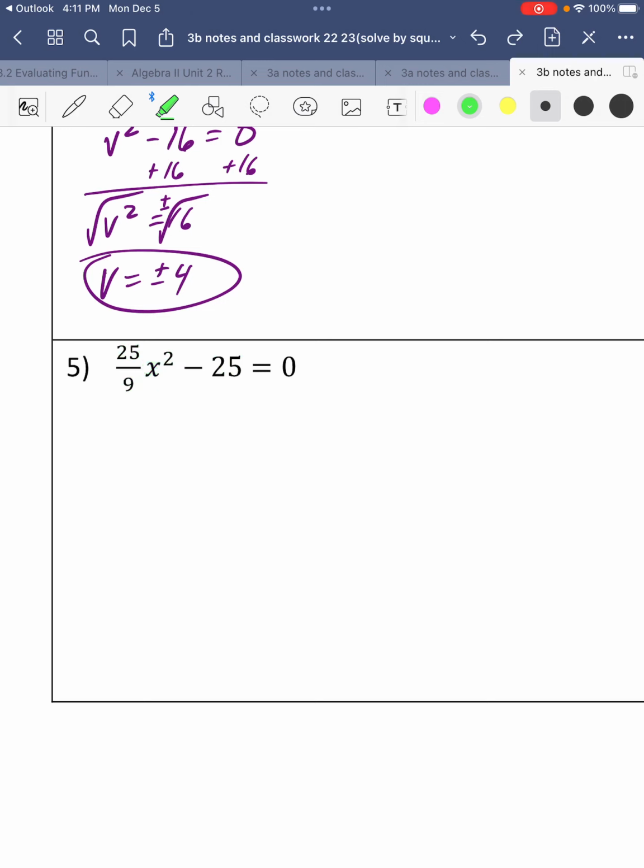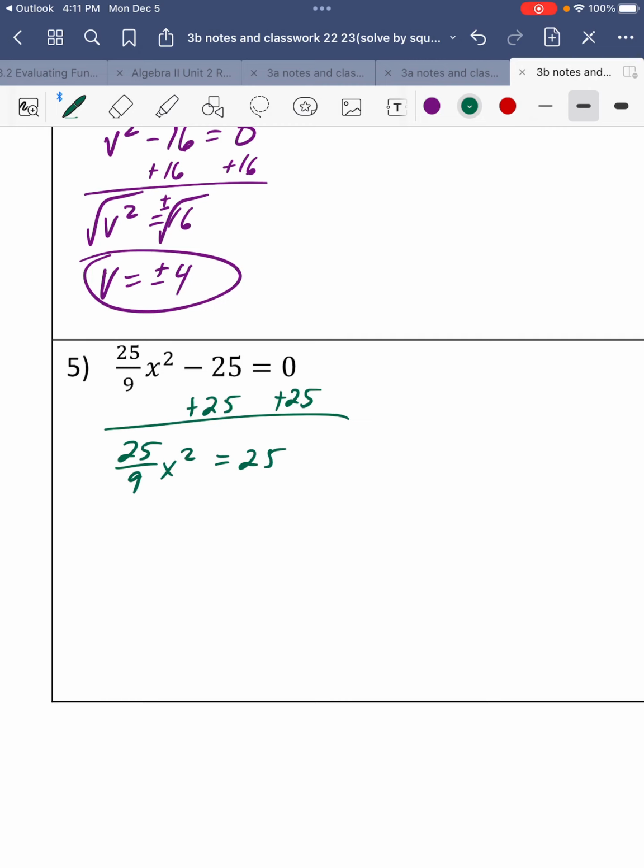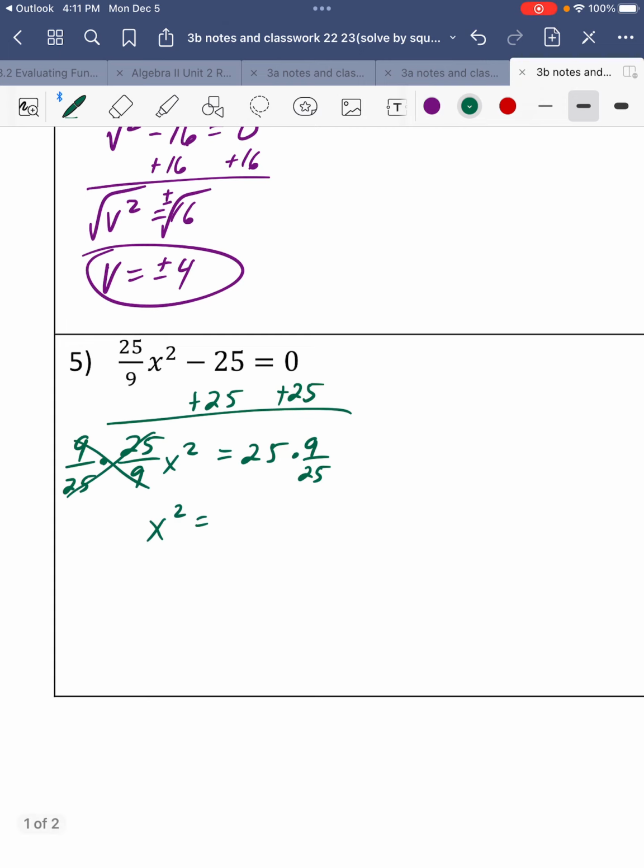Do the reverse of that. So we're going to add 25 first. Then multiply by 9 over 25. Nine times 25 is 225 over 25. 225 divided by 25 is 9.